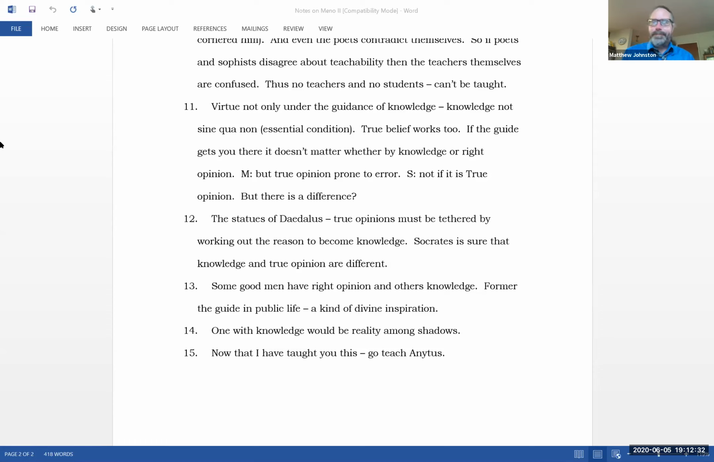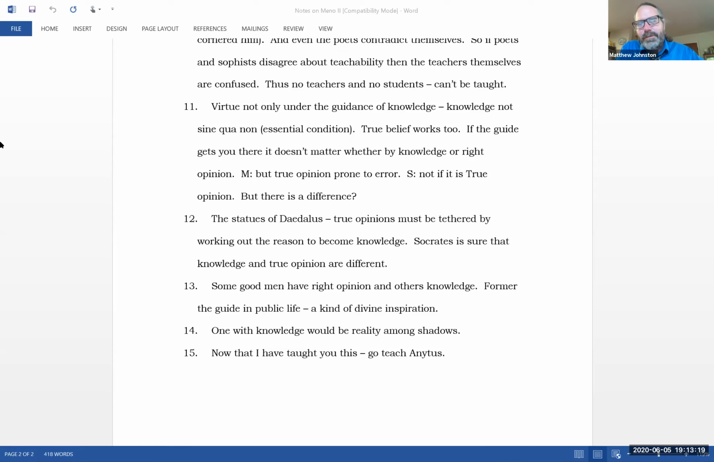Okay, all right. Let's finish the last bit of the dialogue. Socrates says some men are good by right opinion and others have knowledge. By the way, he says others have knowledge, so it's not just right opinion. And he says the former seem to be the guide in public life. That is, whenever you run into a politician that's a good person, they just happen to stumble on the right opinion, the true belief, the right answer. They don't really have knowledge. He says maybe it's some kind of divine inspiration that they managed to come up with the right answer, because they don't really have knowledge.